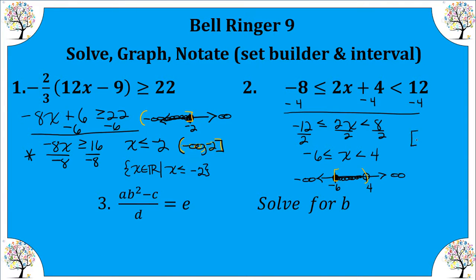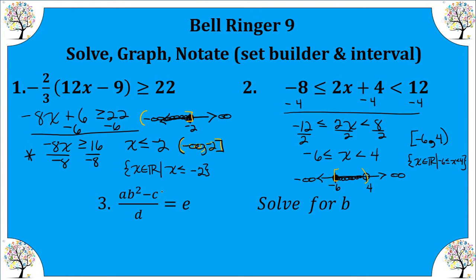Interval notation, negative 6 up to 4. Remember, your comma represents all the values in between. Set builder: French curly bracket, x is an element of the real numbers such that negative 6 is less than or equal to x, which is less than 4, French curly bracket.